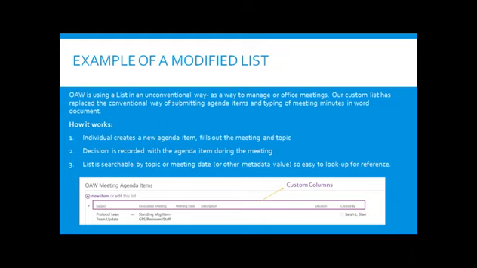So this is how the list looks like. So new item is used to create a record in a list and we can edit it. The marked, you are able to see custom columns. It is a metadata which is used to maintain data.